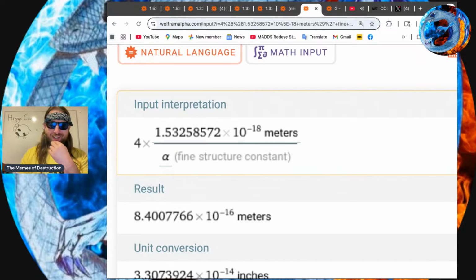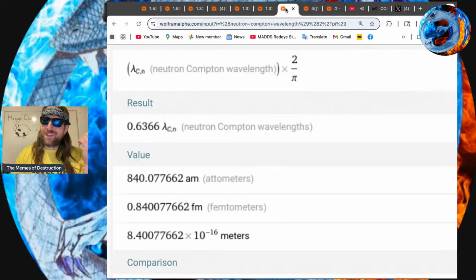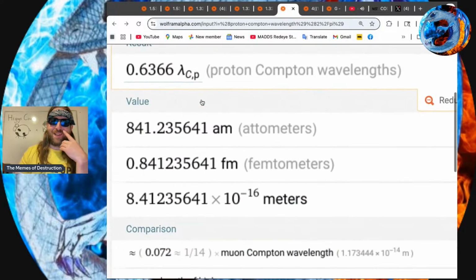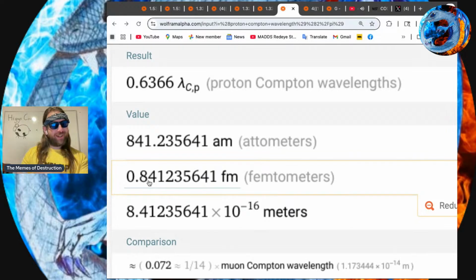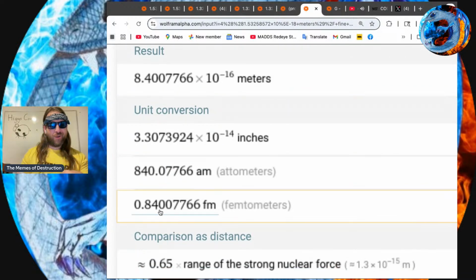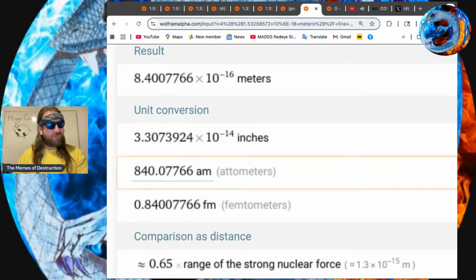So the interesting thing here is, let's go back and take a look at the proton Compton wavelength. Okay, so in femtometers, 8.8412. In femtometers, 8.40076. According to my calculations, or Wolfram Alpha's rather, it appears that the radius of the neutron is just a wee bit smaller than the proton. WTF, mate?